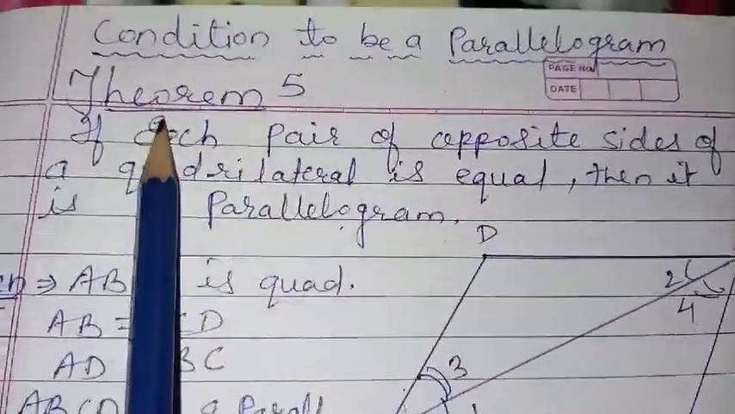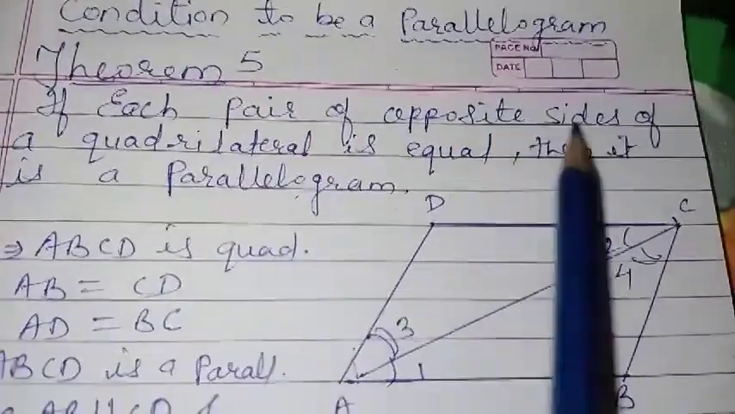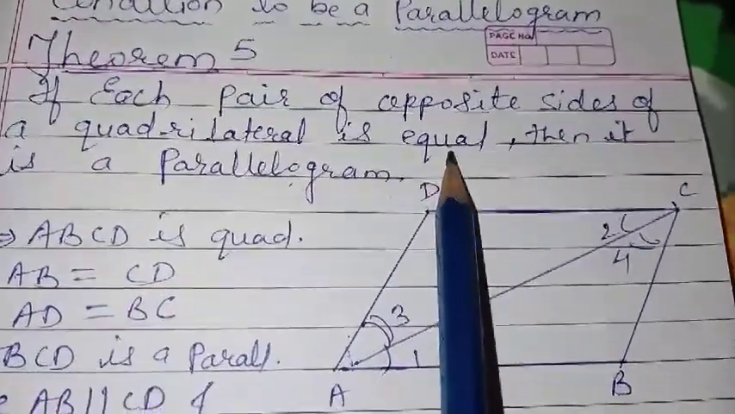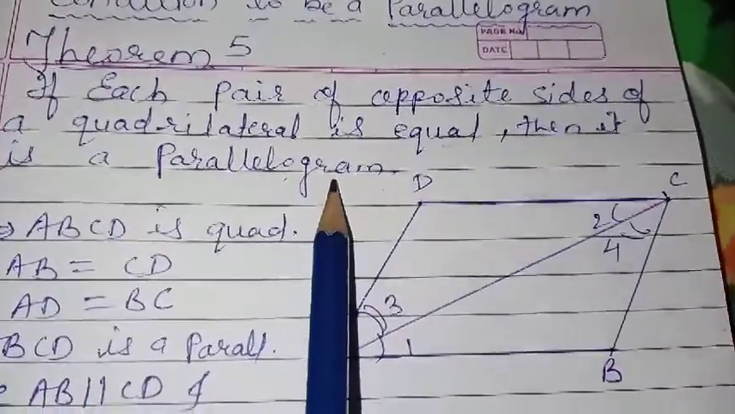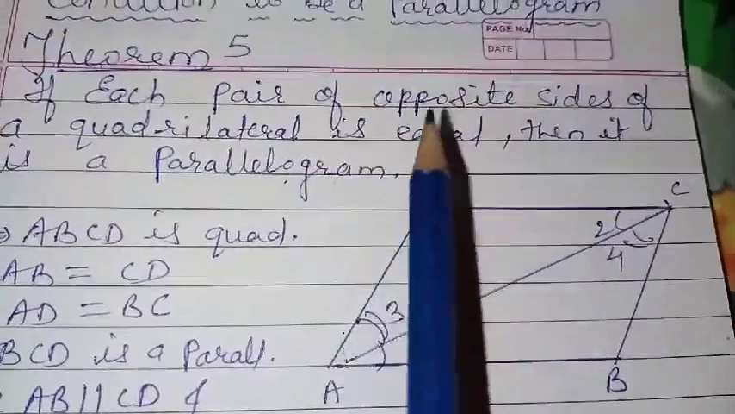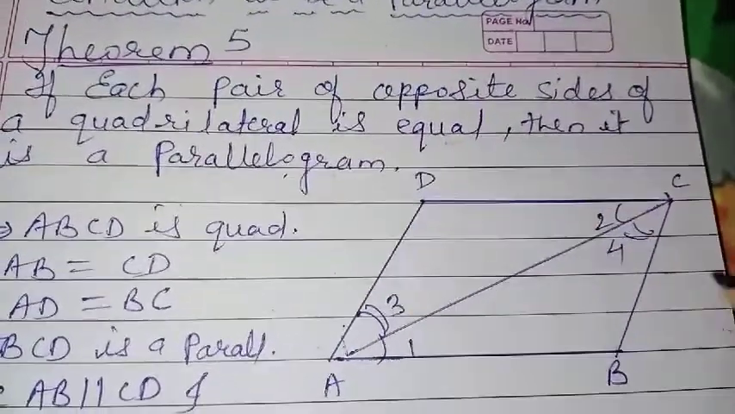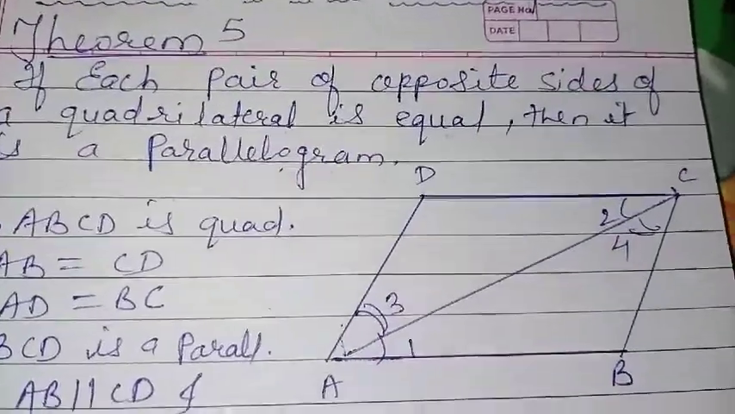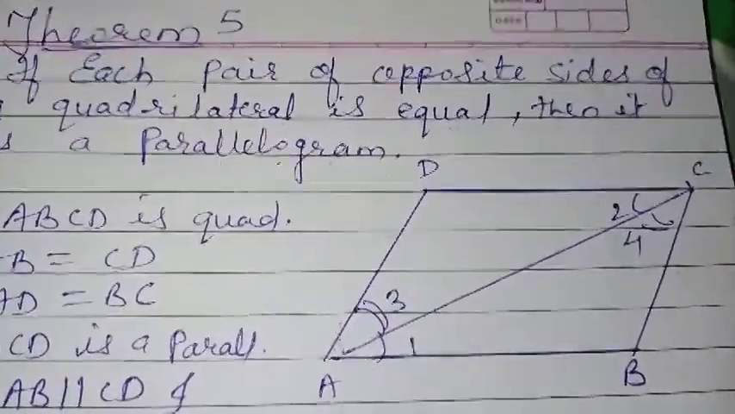Now let's begin with theorem number 5. If each pair of opposite sides of a quadrilateral is equal, then it is a parallelogram. Means if a quadrilateral is given to you and it is given that the opposite sides are equal, then you can say that it is a parallelogram. So let's prove the theorem.